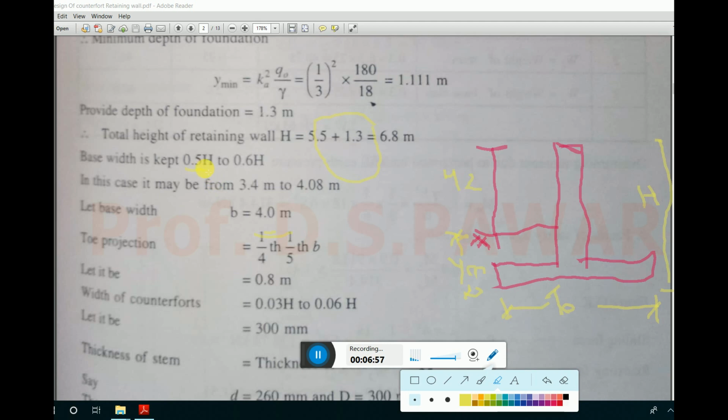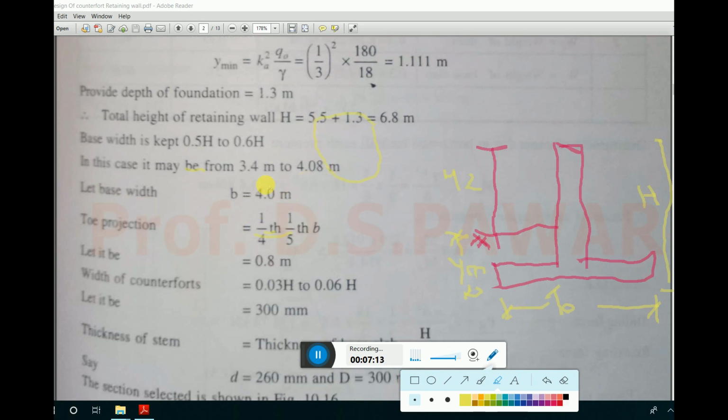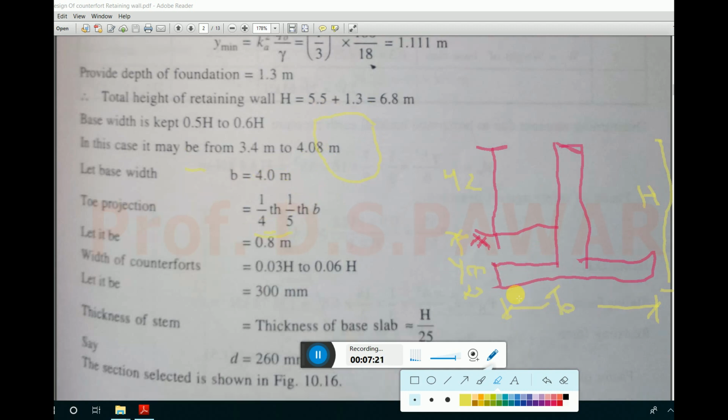So 0.5 into 0.5 H, where capital H is the overall height of the retaining wall. In this case it may be from 3.4 to 4.08 if we put the value of H, that is 6.8 here. So we are going to consider a value in between this, 3.4 meter to 4.08 meter. The value in between is 4 meter, so B is equal to 4 meter here.